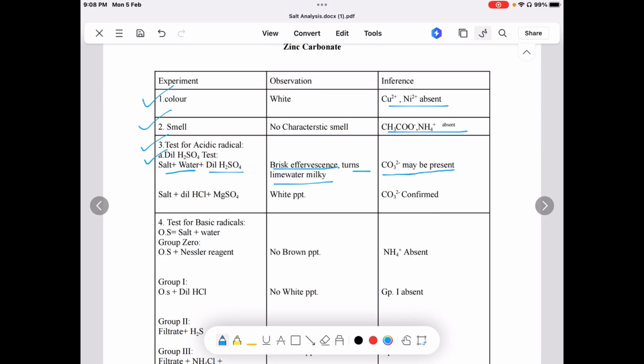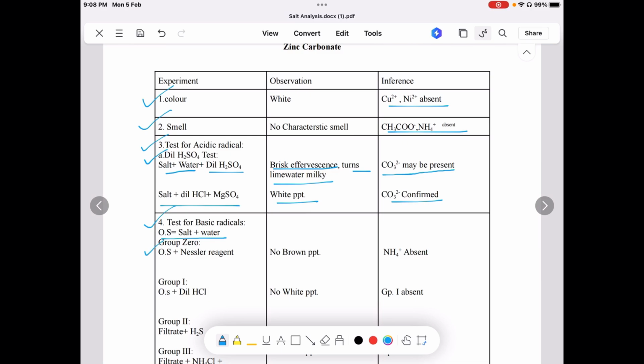Now we go for a confirmatory test for carbonate. So we take a salt, then to it we add dilute hydrochloric acid, magnesium sulfate, white precipitate forms, which confirms the presence of carbonate radical in a given salt. Now the next step, test for basic radical. For this we prepare original solution. We always take water soluble salt.